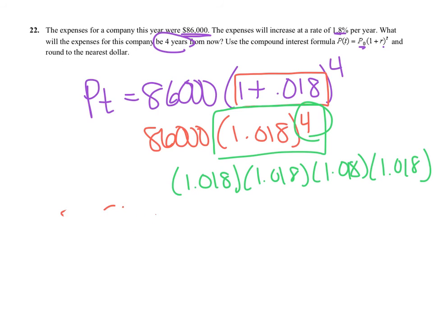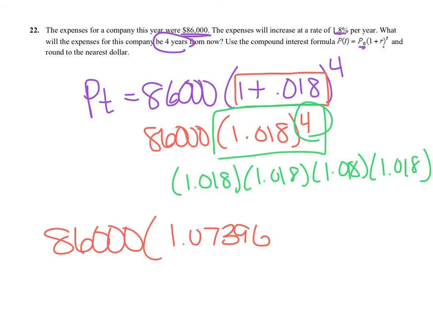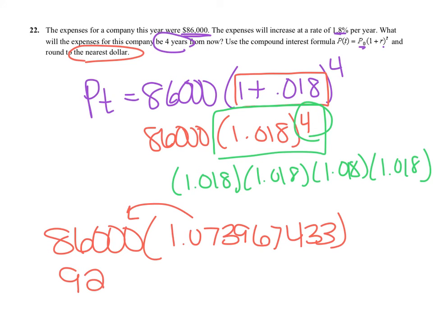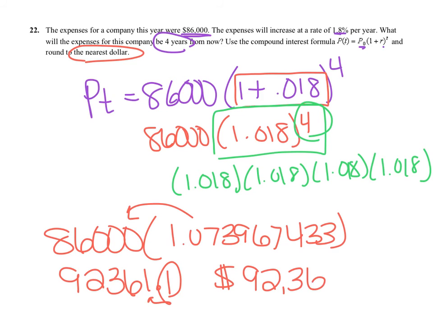Go erase that and start over. You're going to get 86,000 times (1.073967433). I'm going to take that number and multiply it by 86,000, and remember we're rounding to the nearest dollar. So when I do that, I get 92,361.1. So that 0.1 does not force that 1 to round up, so our final answer is 92,361.